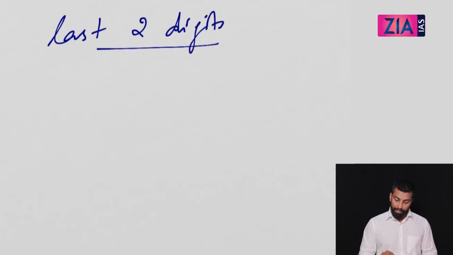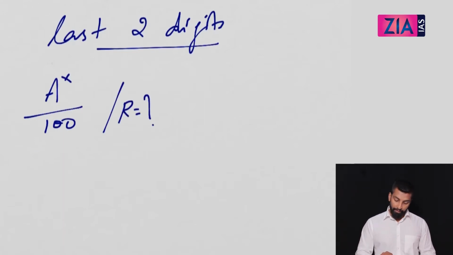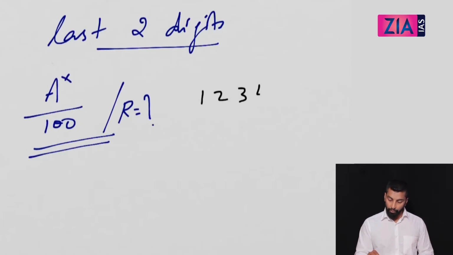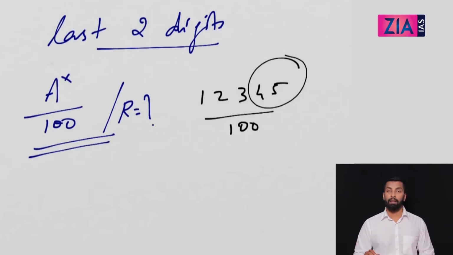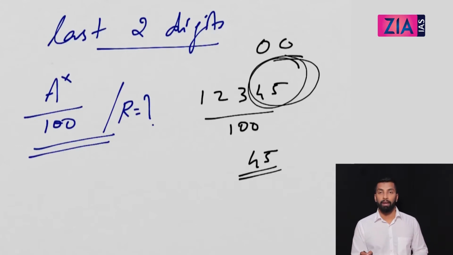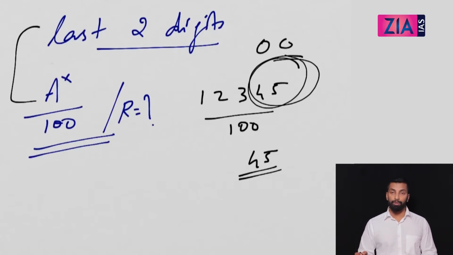Now, in this video, we are going to discuss the last 2 digits, okay? Or you will get questions like: a raised to x is a number, you divide by 100, what is the remainder? There is a question. So effectively I am asking for the last 2 digits. Why? If you have a number 12345 divided by 100, what is the remainder? For this, the last 2 digits are the remainder, right? Because the rest has to be 0. So how much extra? 45 extra. That's your remainder. So last 2 digits means the remainder when divided by 100. So in these 2 ways I can ask you this question.